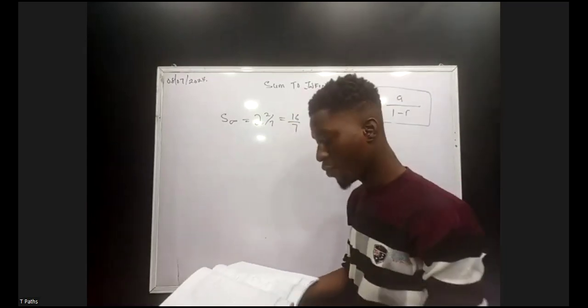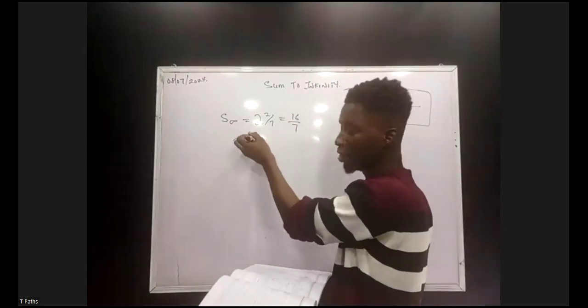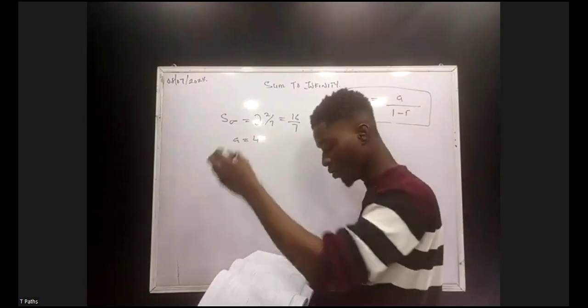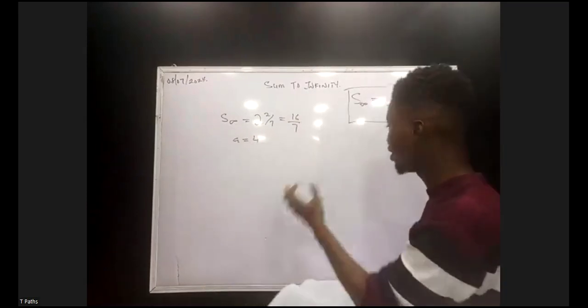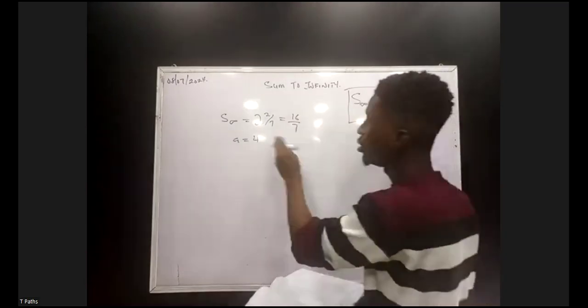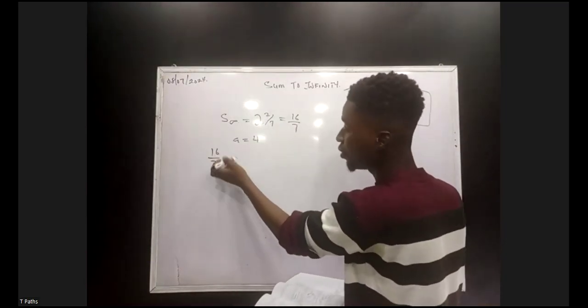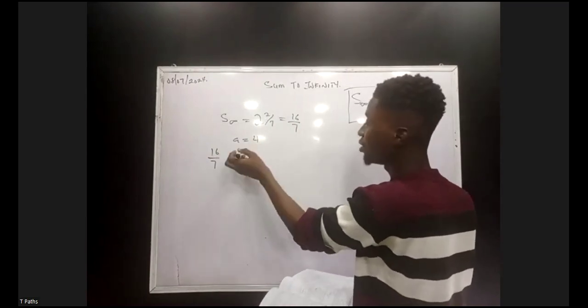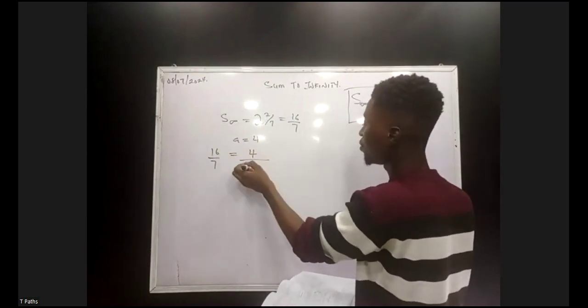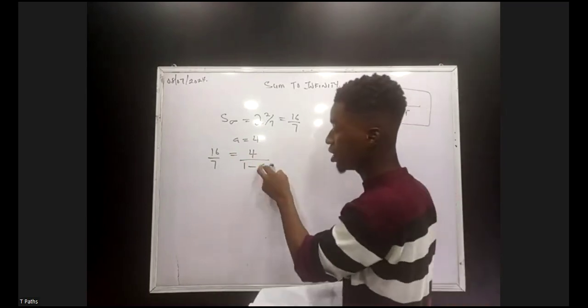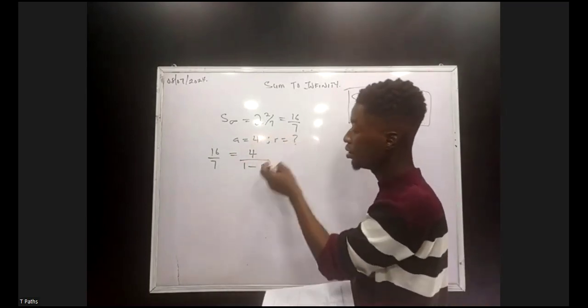Now we are told the first term is 4. What is the common ratio? Very simple. Using this formula, I have my sum to infinity as 16 over 7, and I have a, which is 4, over 1 minus r. Then I am asked to get the r, the unknown.